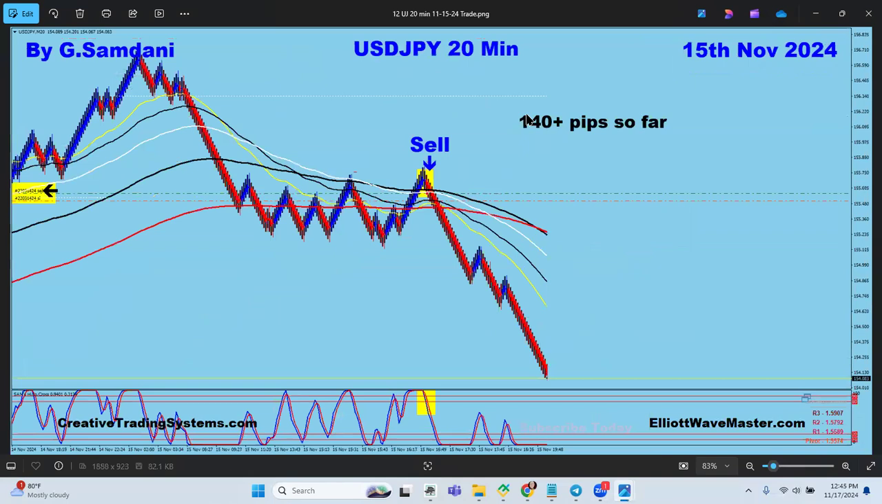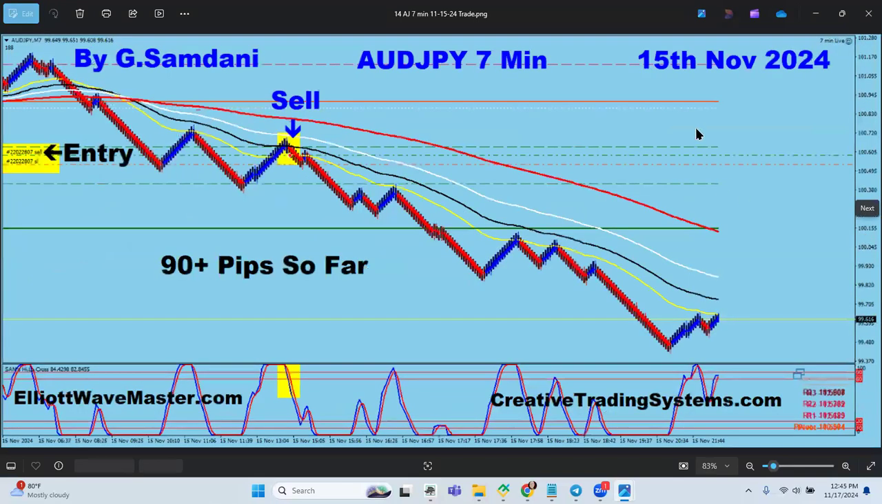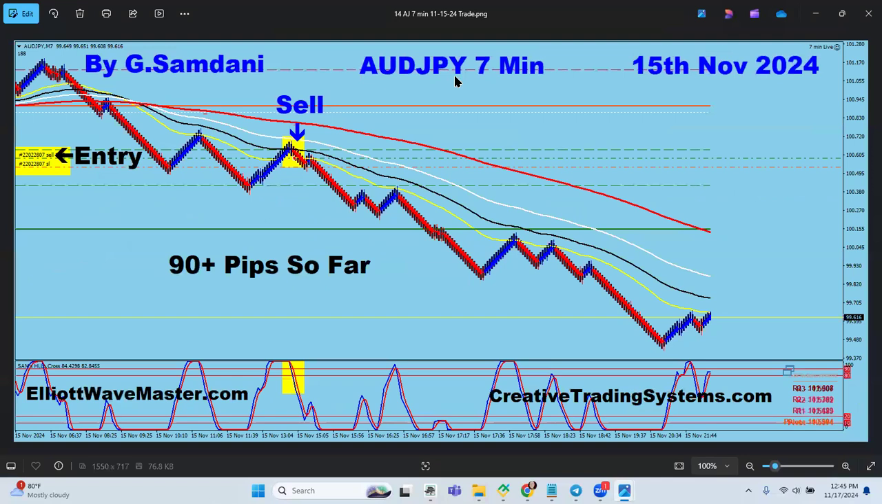The next trade you can see, 140 pip USD Yen drop, went sideways, and this is Friday all the way down. 140 pip sell orders right there on November 15th. On November 15th, Pound Yen, beautiful entry here by the book, sell orders right there, 150 pips straight to the downside. And Aussie Yen, from the 7 minute chart entry, beautiful by the book entry, sell orders right there on November 15th for 90 pips.